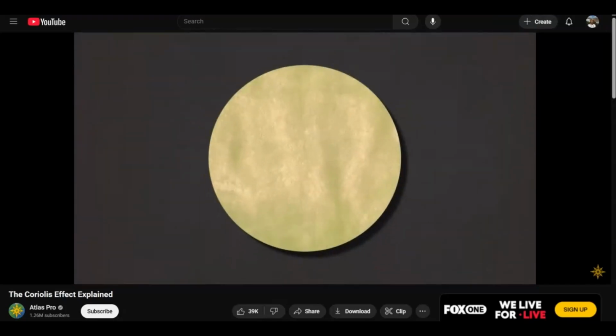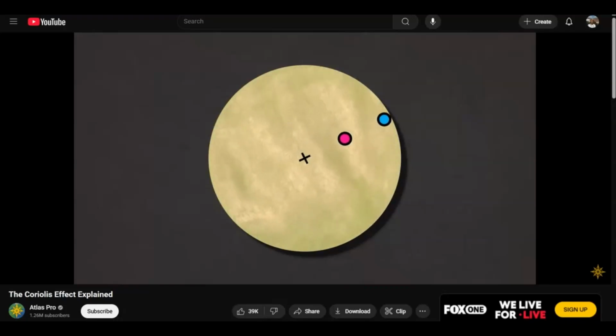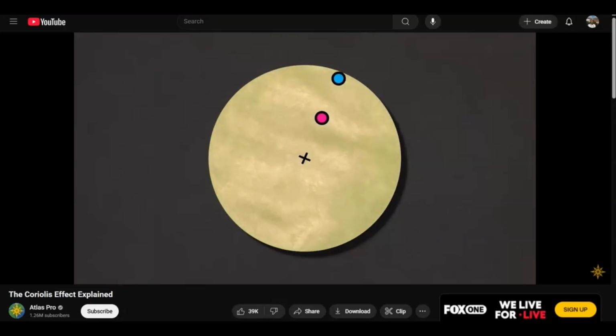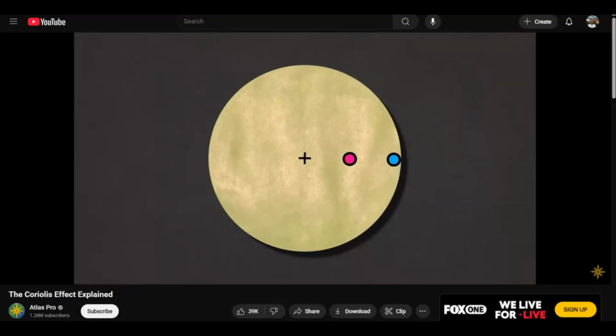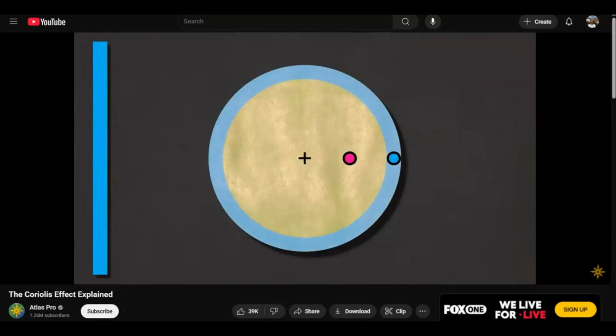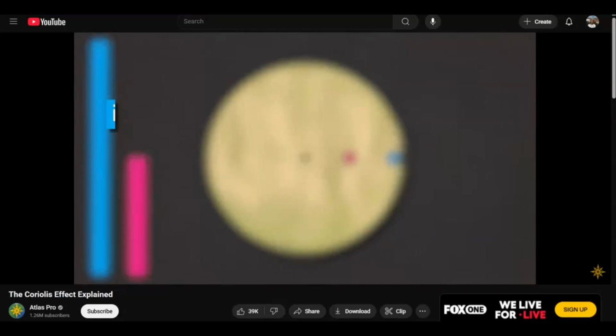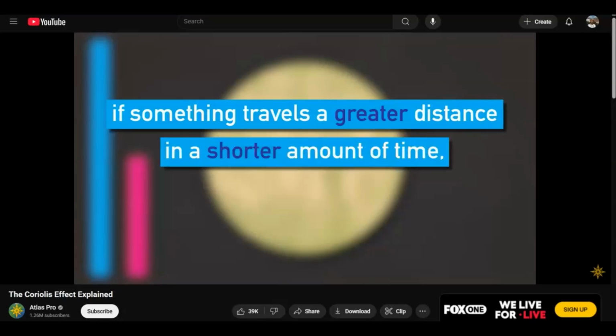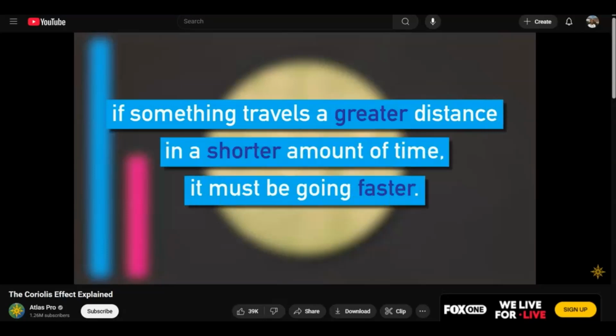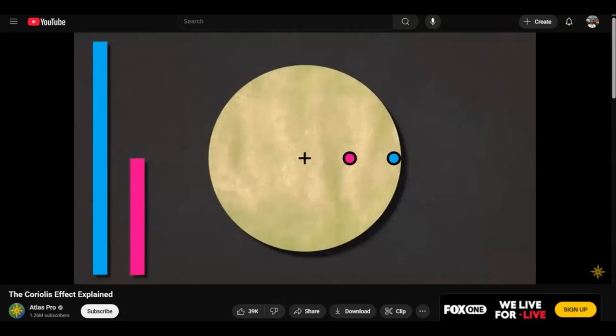Picture a circle. Here's its center, here's point A, and here's point B. Point A is twice the distance from the center of the circle than point B. Oh yeah, and it spins from its center. In 2 seconds, both points do one full revolution. But to go all the way around, point A has to go this far, while point B only has to go this far. And we all know if something travels a greater distance in a shorter amount of time, it must be going faster. So point A must be moving faster than point B.